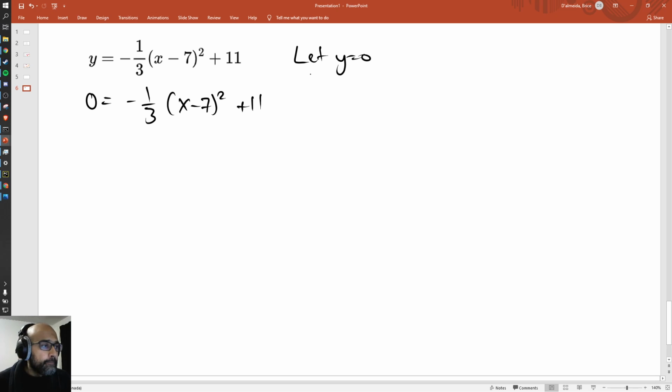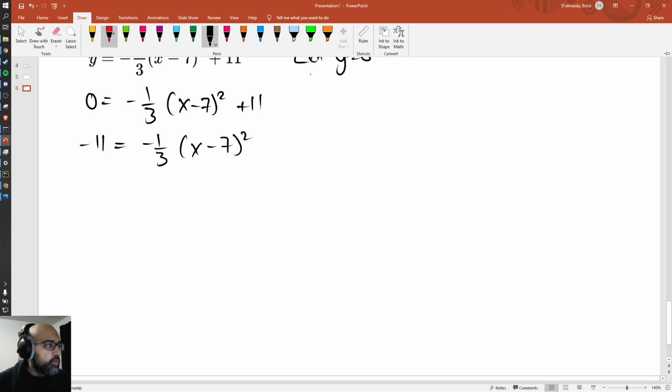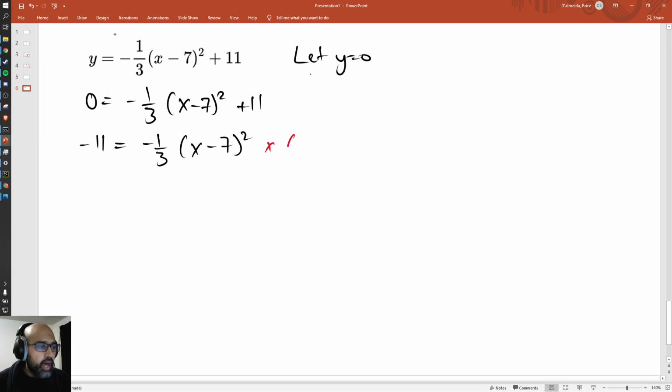Okay, let's move the 11 over. We get negative 11 is equal to negative 1/3 (x minus 7) squared. From here, we need to get rid of this negative 1/3. Opposite operation says to multiply by a 3 and also a negative to make the right side positive. So we'll do the same thing to this side. We'll do a negative 3 multiplied by the negative 11. We now get 33 on the left side. On the right side, the 3's cancel and the two negatives become positive. We're left with (x minus 7) squared.